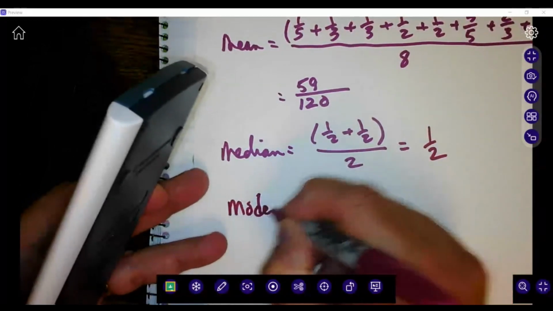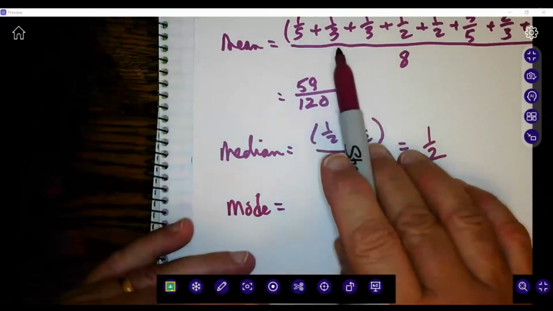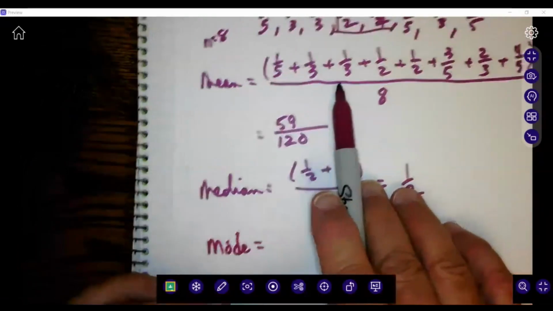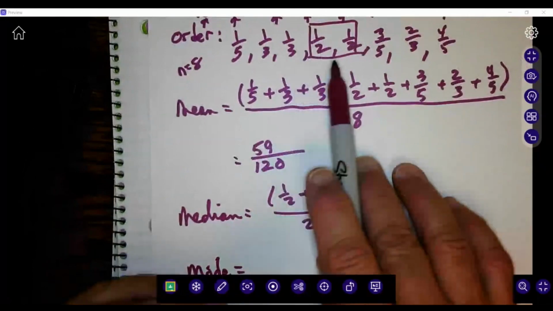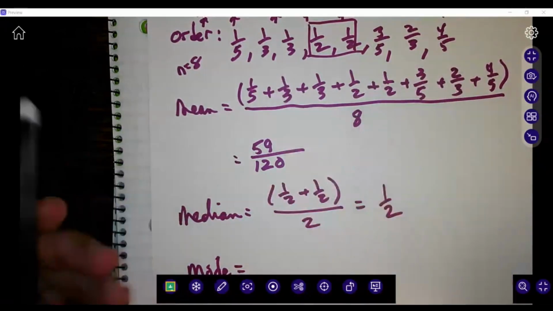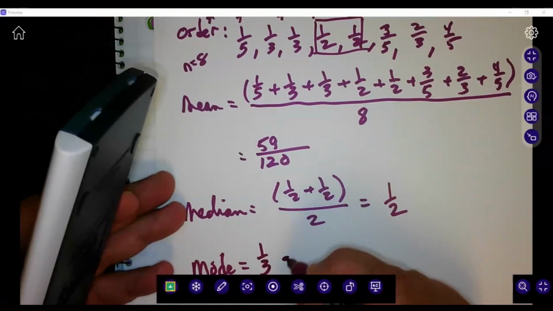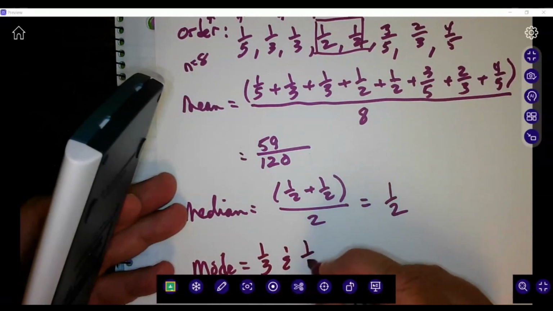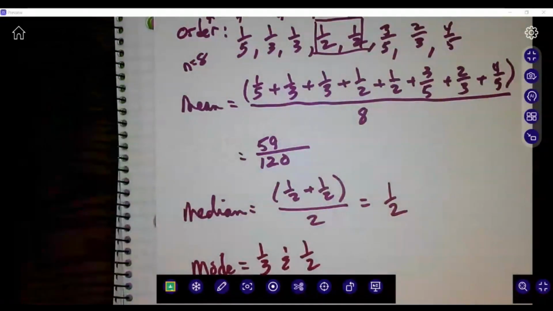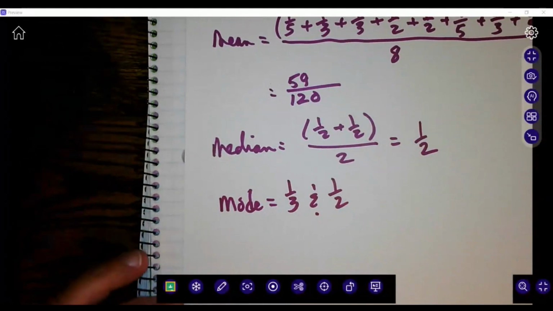Mode is the one that appears the most. We have a 1/5, we have 2 1/3 values, we have 2 1/2 values, and then everything else is 1. So in this case, the mode is 1/3 and 1/2. It's 2 numbers. The mode can be multiple answers.